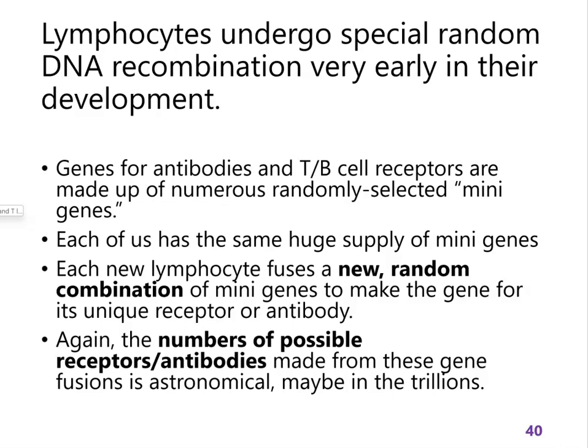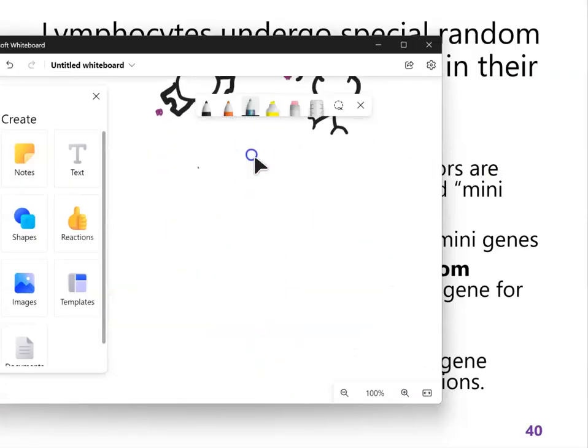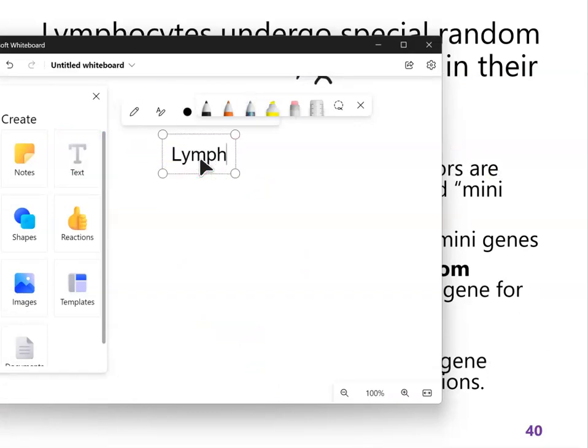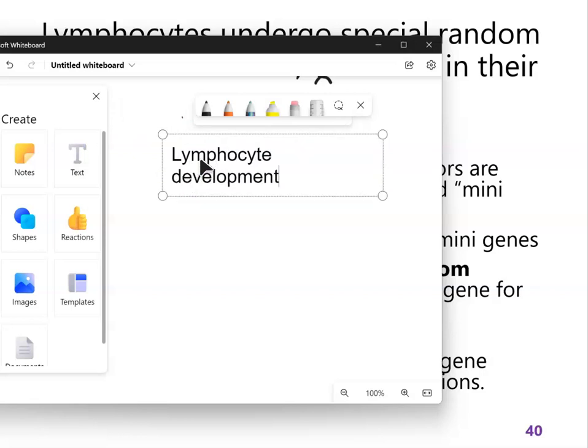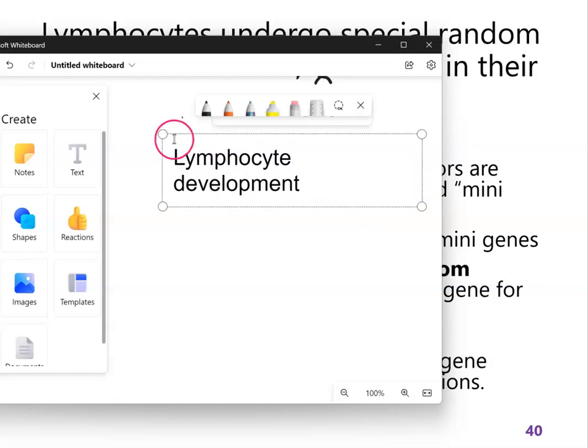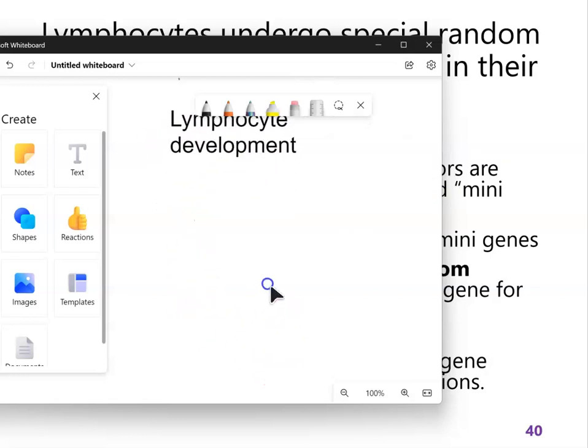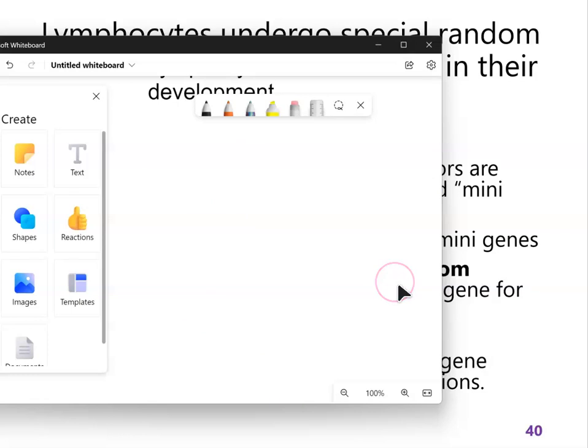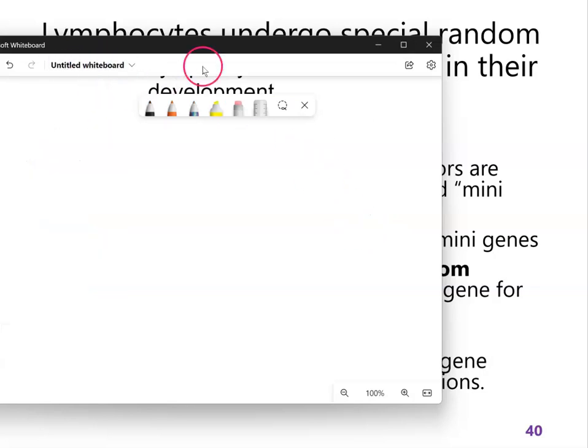The second thing I want to talk about is lymphocyte development. That's what I want to talk about next. And basically, I'm going to give you a list of steps they're going to go through. And I want you to copy this down and memorize this backwards and forwards. Because lymphocytes go through this developmental process, and you need to know it before we can understand immune responses. So let's give ourselves some room here.